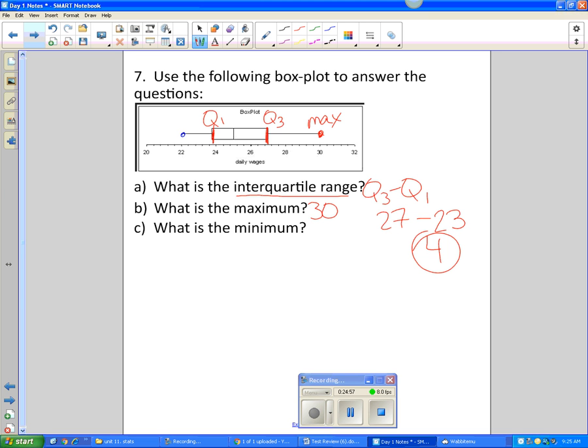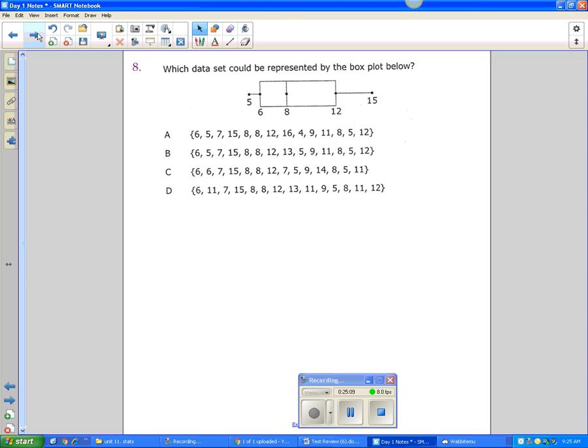All right, so it's where it ends right there. So what's that? 22. So the minimum is the end of the whisker. Okay. Any questions on that one? All right, number 8. Which data set could be represented by the box plot below?